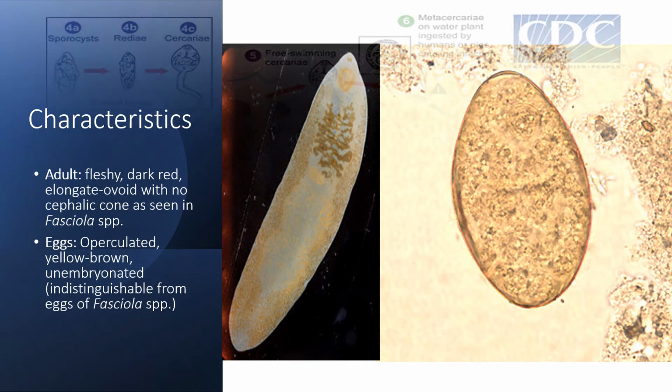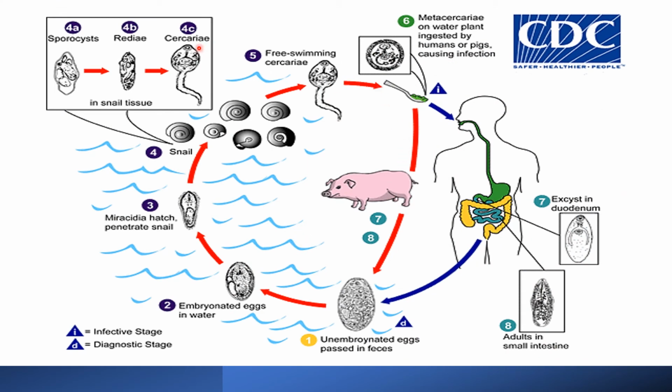Okay? So for the life cycle, so first, unembryonated eggs are passed in feces of humans or pigs. Depending on the temperature, the eggs will embryonate in water within 3 to 7 weeks. And then once in the water, the mature miracidium hatches from the egg and tries to locate the appropriate snail species to infect. Okay, so in the snail, the miracidia begins to develop into a first generation sporocyst, followed by radiae up to the cercarial stage.